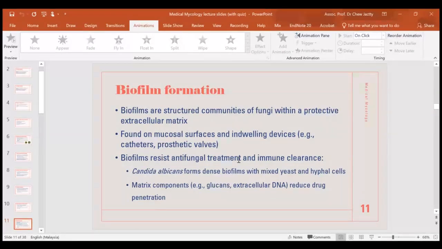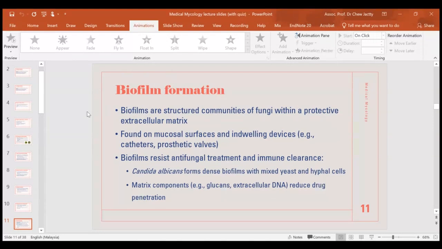And also biofilm can resist antifungal treatments and immune clearance. For example, Candida albicans can form dense biofilm with mixed yeast and hyphal cells, and these matrix components reduce drug penetration. So not just helping the fungus avoid being targeted by the immune cells, but also protecting them from the antifungal drugs.